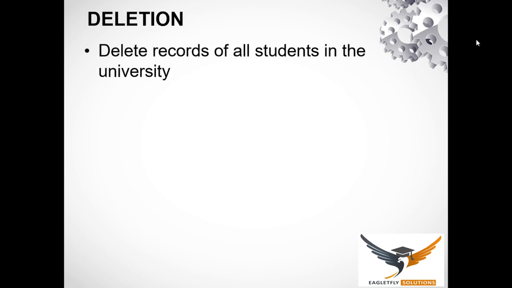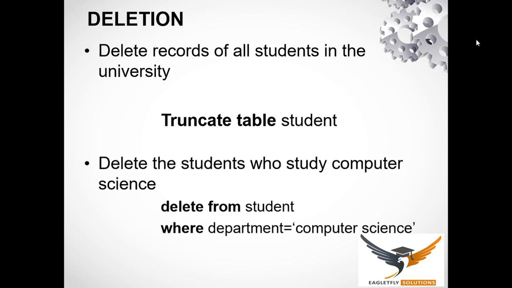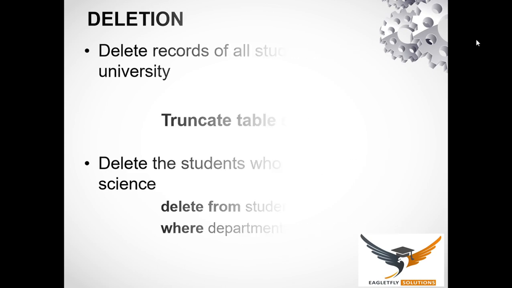Then we have delete, how to delete the records. Delete records of all the students in the university: we need to write truncate table student. It will delete all the records from a table. To delete the students who study computer science: delete from student where department is equal to computer science, so the students who are studying computer science will be deleted from the table student.